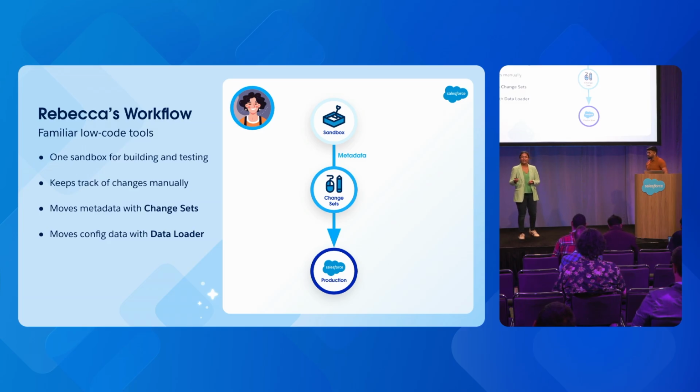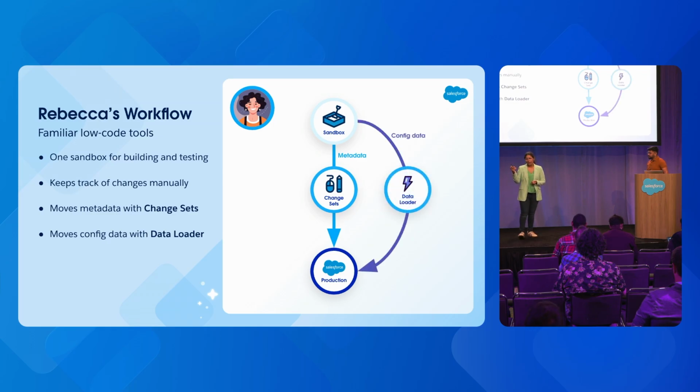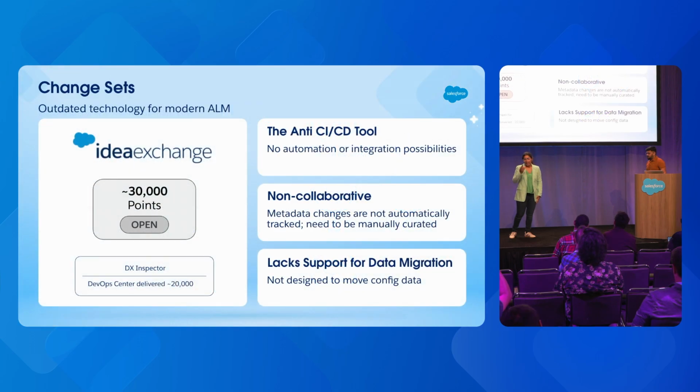But she doesn't have any way to integrate and test that natively with change sets, so she has to do all of that manually. And lastly, anytime she wants to move configuration data, she needs to fire up the data loader because change sets are only designed for metadata. That's where the gap is. So honestly speaking, change sets have served their purpose and they are outdated today.